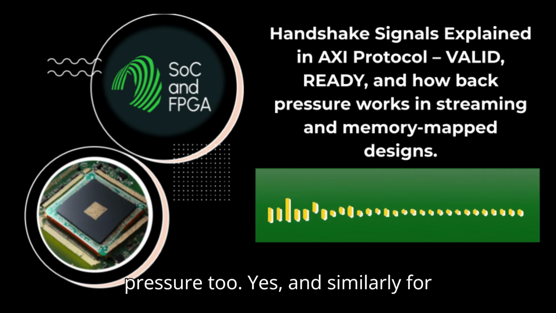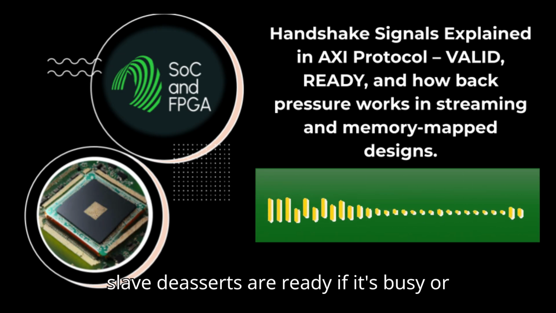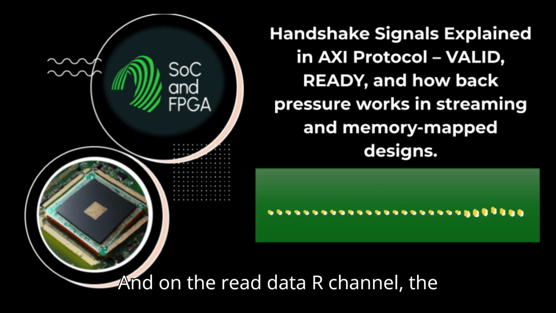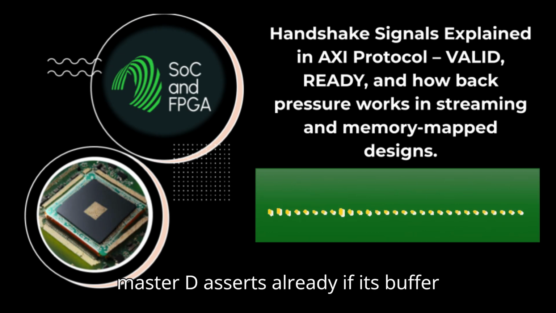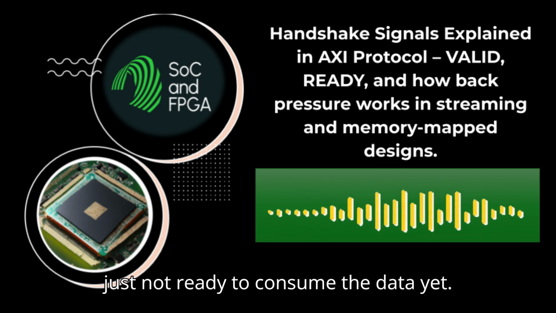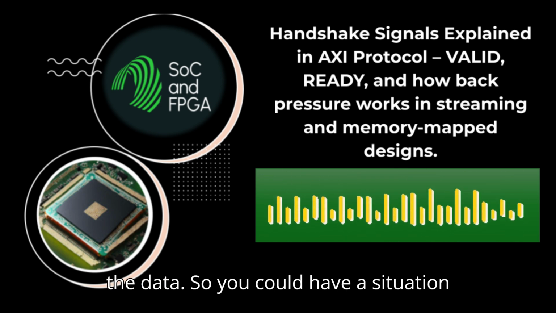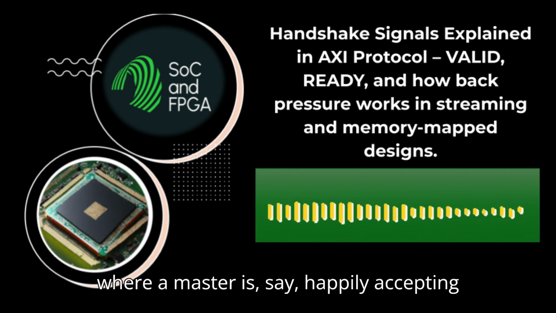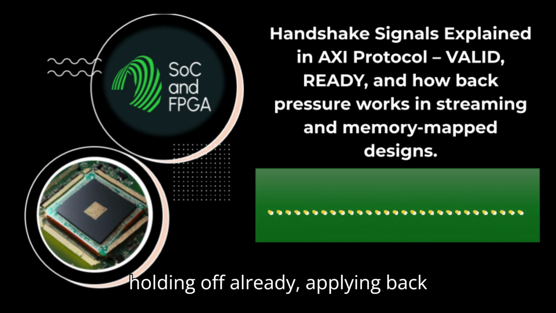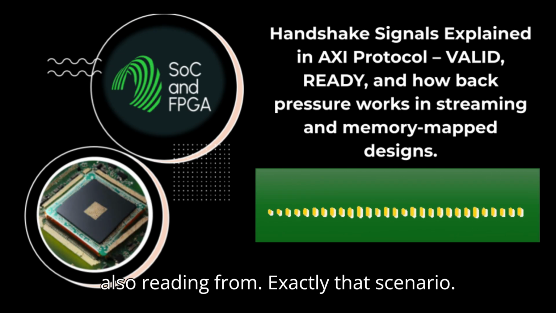Yes. And similarly for reads, on the read address AR channel, the slave deasserts ready if it's busy or can't accept another read request yet. And on the read data R channel, the master deasserts ready if its buffer for incoming read data is full, or it's just not ready to consume the data yet. So the slave has to wait before sending the data. So you could have a situation where a master is, say, happily accepting read data from one fast slave, but it's holding off, already applying back pressure to another slower slave it's also reading from.